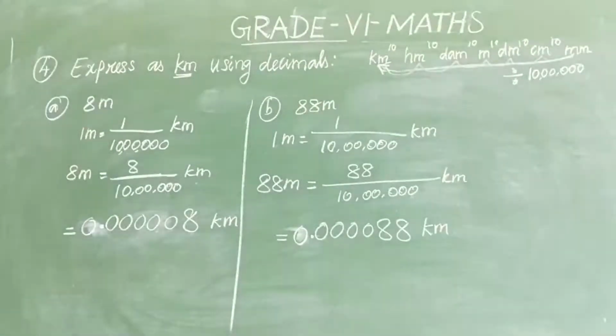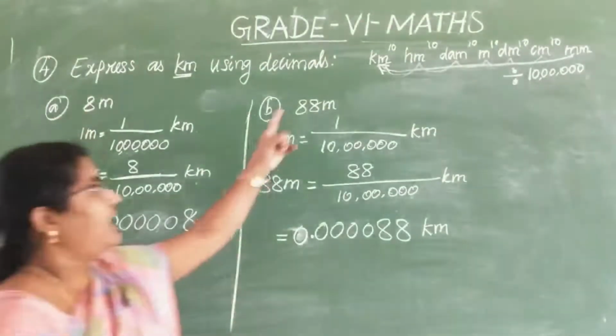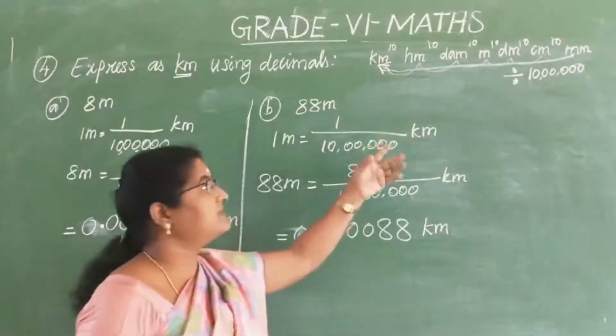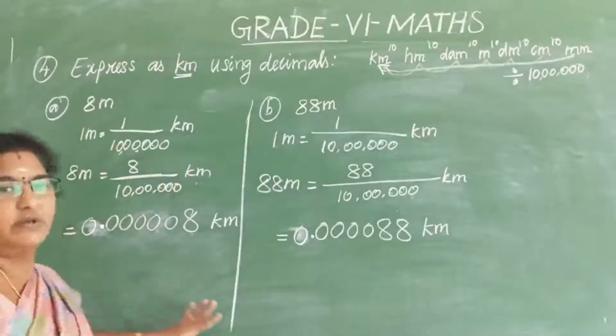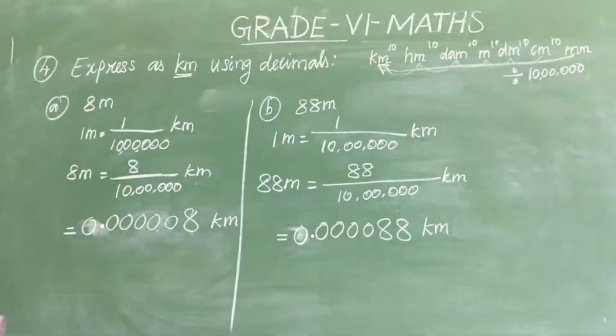Likewise, we are going to see two more problems here, C and D. Write down this, write the heading and write this metric unit. Then you do the problem. Understand? Write down.